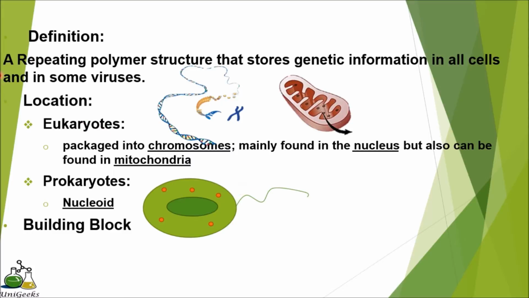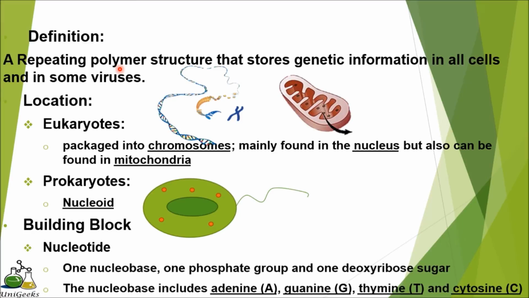Based on the definition, DNA is a repeating polymer. It means that DNA consists of repeating units called nucleotides. Each nucleotide contains one nucleobase, one phosphate group, and one deoxyribose sugar. Here we got the diagram. We got the phosphate group here, the deoxyribose sugar, and a nucleobase. The nucleobase can be adenine, guanine, thymine, and cytosine. The example here is an adenine.